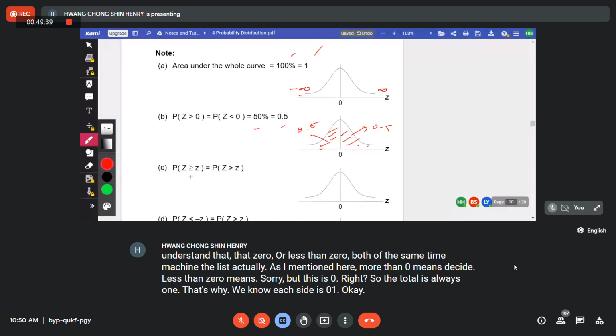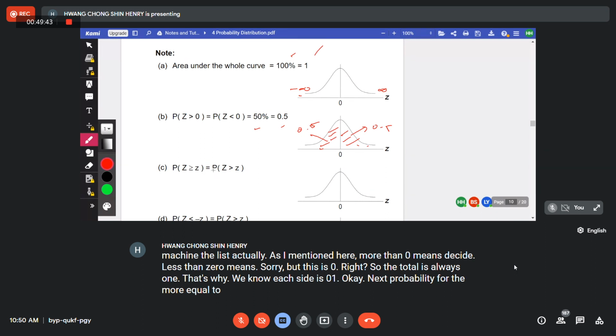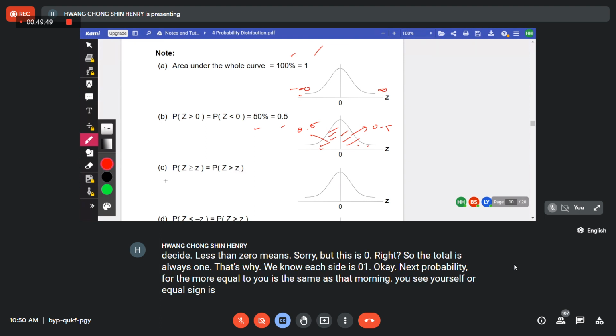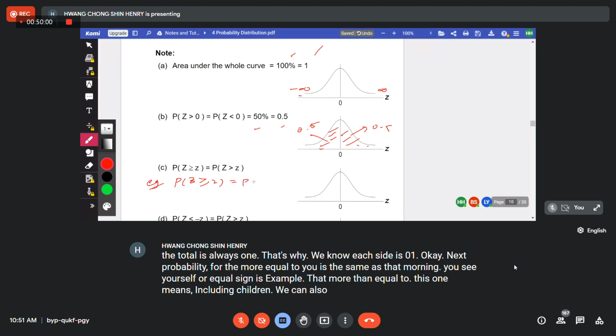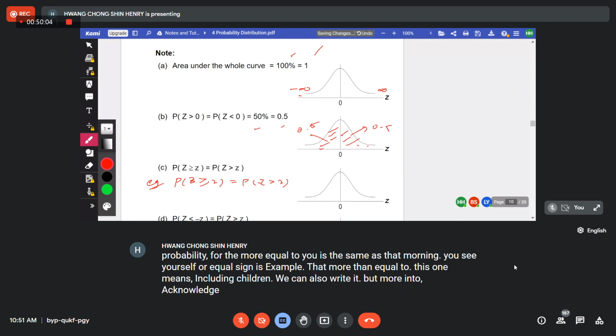Okay, next, the probability for Z more than or equal to a value is the same as the probability Z more than that value. You see this one has an equal sign, this one has no equal sign. Example, Z more than or equal to 2. This one means including 2, right? You can also write at least, that is more than 2. Ignore the equal sign. Why? Can I ask you why?